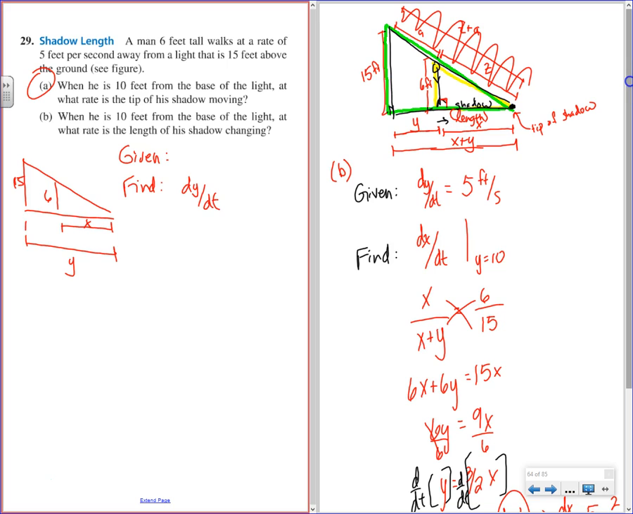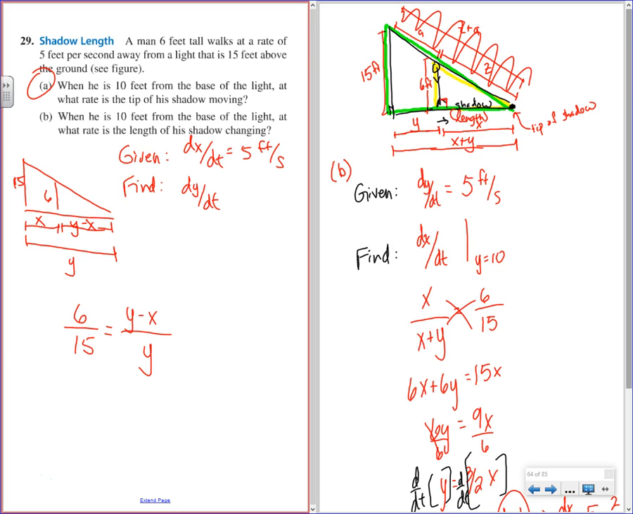Given that... I would just change that altogether. They gave us this one, we need that labeled as something. So then this would be y minus x, right? There we go. Given that dx dt is equal to our 5 feet per second, you would still use your 6 to 15, but you would need to use the y minus x to y. There you go. That's what would change.